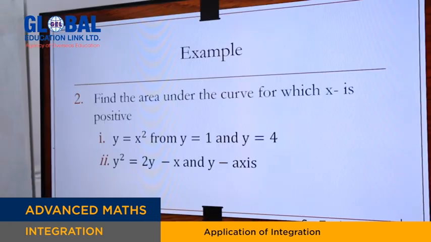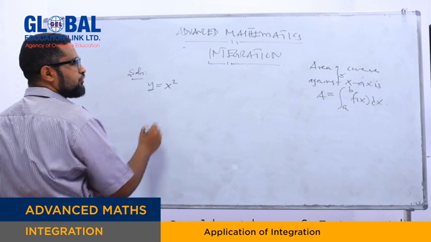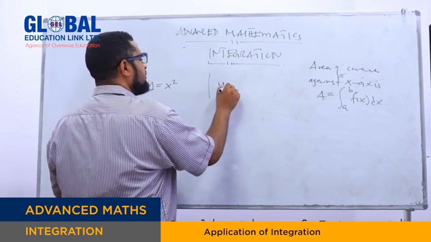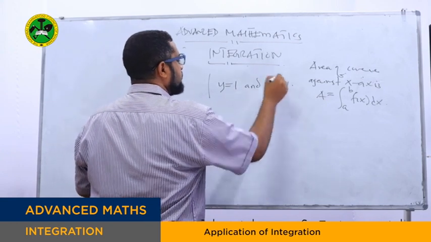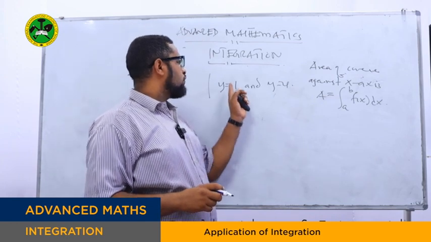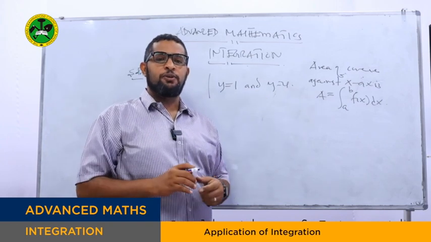Example number 2. Find the area under the curve for which x is positive. So solution, we have y equal to x squared, and we are given from y is equal to 1 and y equal to 4. These are the values of the limit in the vertical axis.